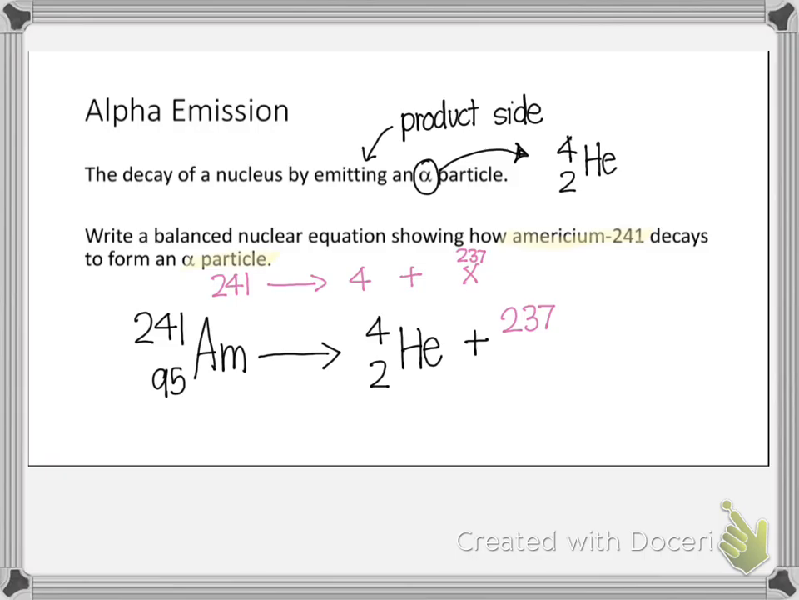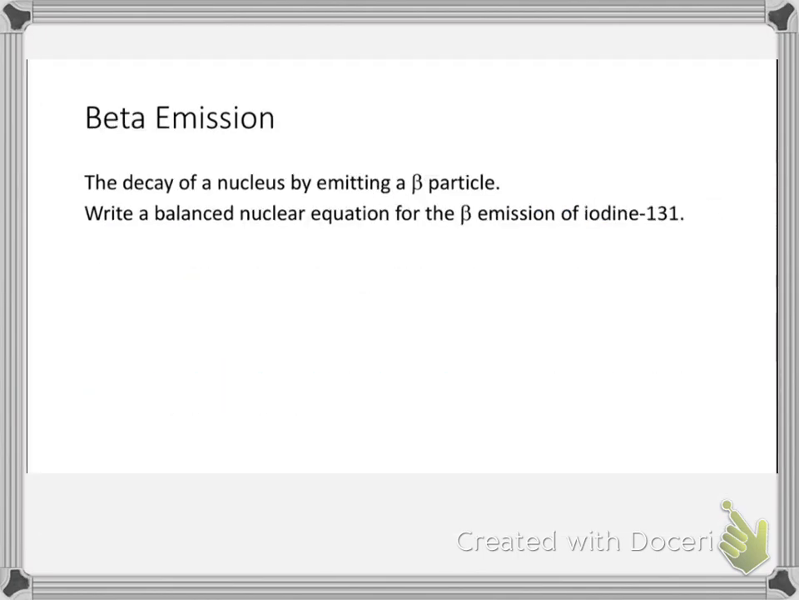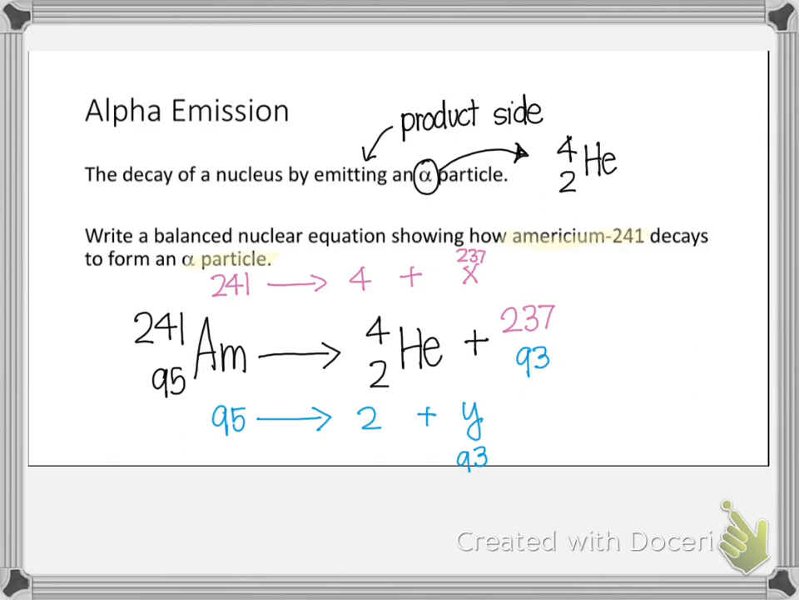Okay, and then let's do the bottom. The bottom is 95 on the reactant side. This is 2 plus some number. So this would have to be 93, right? Because 93 plus 2 equals 95. Now, I don't know what element it is. I have to go back to my periodic table and look for element 93. And element 93 is right here, neptunium, Np. So then I will write Np.